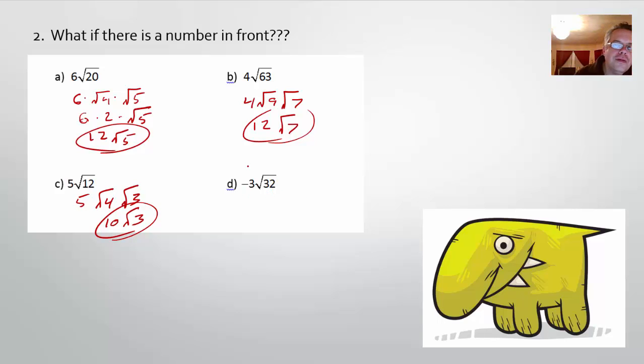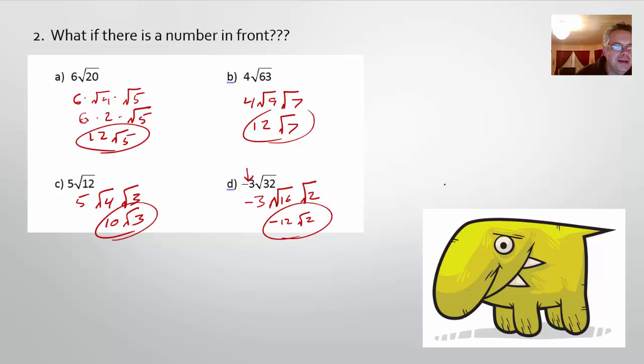Okay, if the number in front is negative, no big deal. Do the same thing. Negative 3. 32 is tricky. You have to realize that 16 is the largest perfect square that goes into it. And that's times 2. So negative 3 times 4 is negative 12 times square root of 2. All right, this guy is happy.